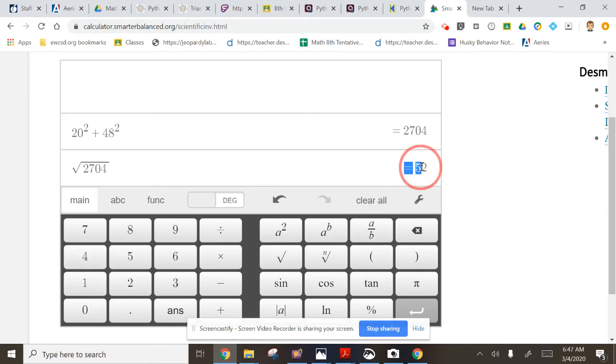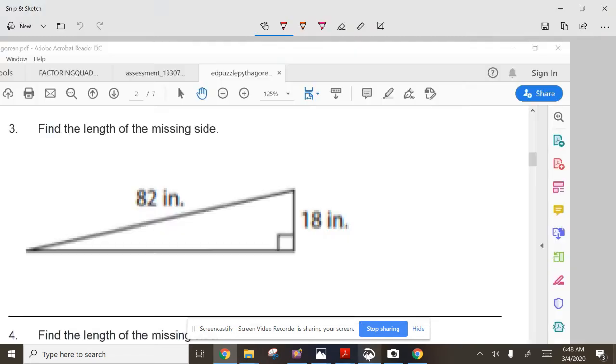It's a perfect square. It ends up being 52. All right? All right, let's go to this next one. This one is a little different.